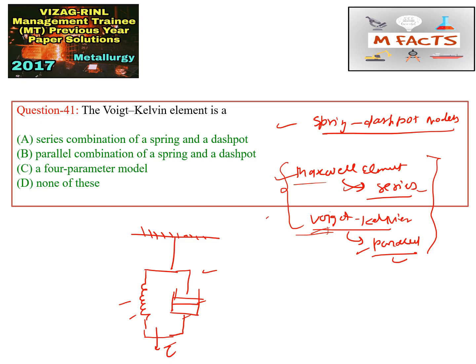parallel form. So from here we can say the Voigt-Kelvin element is a parallel combination of spring and dashpot. So B part is correct for this question.